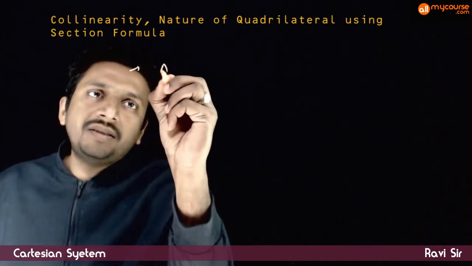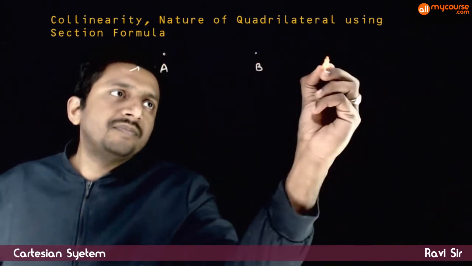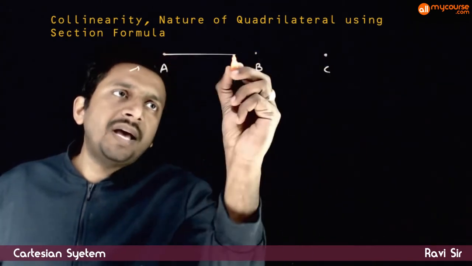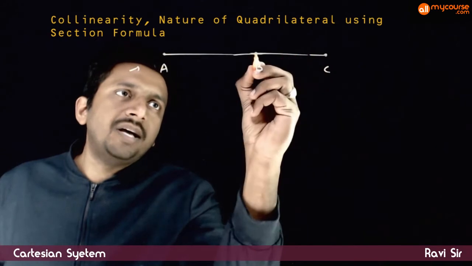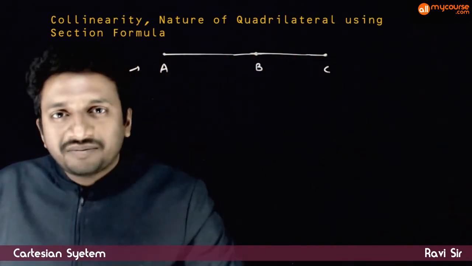In this video, let us look at how to determine whether 3 points are collinear using section formula and how to determine the nature of a quadrilateral using section formula. So if you are given 3 points A, B, C, how can you determine using section formula that these 3 points are collinear?